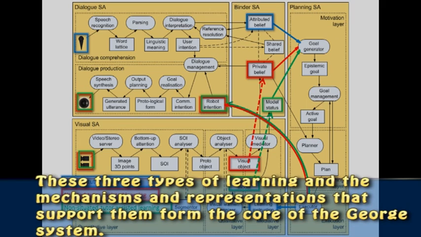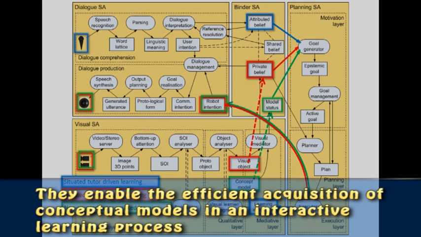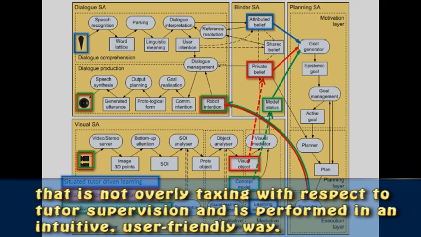These 3 types of learning and the mechanisms and representations that support them form the core of the George system. They enable the efficient acquisition of conceptual models in an interactive learning process that is not overly taxing with respect to tutor supervision and is performed in an intuitive, user-friendly way.